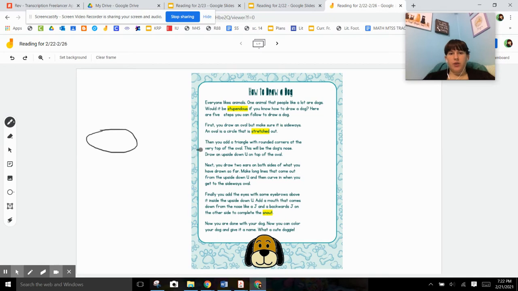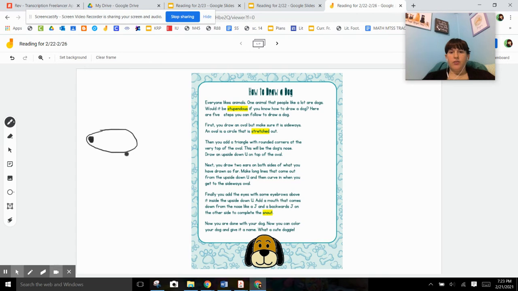So let's go to the next part right here. Then you add a triangle with rounded corners at the very top of the oval. Okay, so a triangle, got it, but the sides need to be rounded. So that means the corners need to be rounded. So that means like how it's a point right there, you need to make sure that it's rounded. And I have to color that in. And this is not going to look very good on Jamboard, but you get the idea. Okay, so I got the very top. This will be the dog's nose.